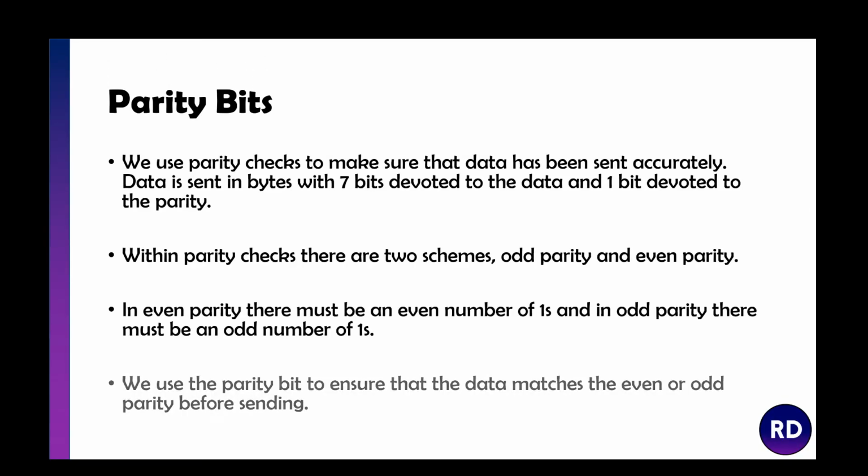One way of doing error detection is using parity bits. We use a parity check to make sure the data has been sent accurately. Data is sent with 7 bits devoted to the actual data and 1 bit devoted to the parity. There are 2 schemes of parity check: odd parity and even parity. In even parity, there must be an even number of ones, and in odd parity, there must be an odd number of ones. We use the parity bit to ensure the data matches the even or odd parity before we send.